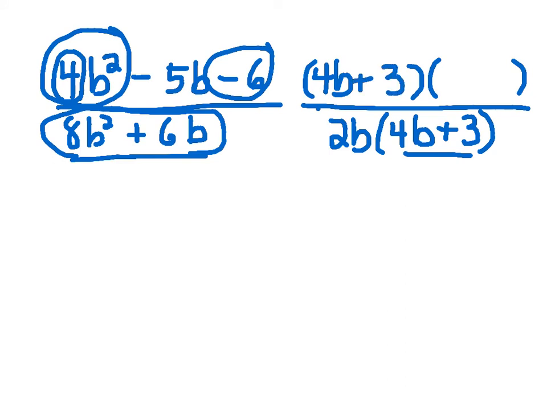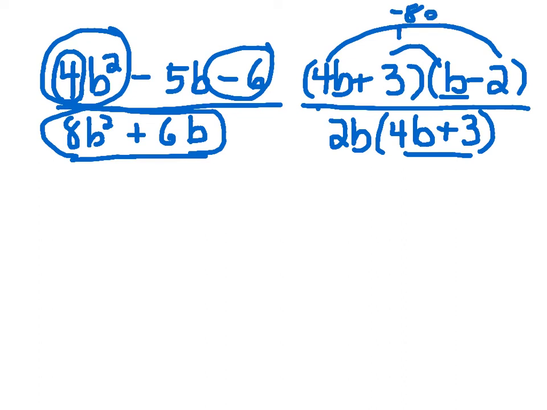So 4b times what would get me 4b squared? So it's times b. And 3 times what will give me negative 6? Minus 2. So that's going to be my first guess. And in fact, it works because the outer is negative 8b and the inner is positive 3b, and that does get me to negative 5b. So that's what we call the textbook trick.